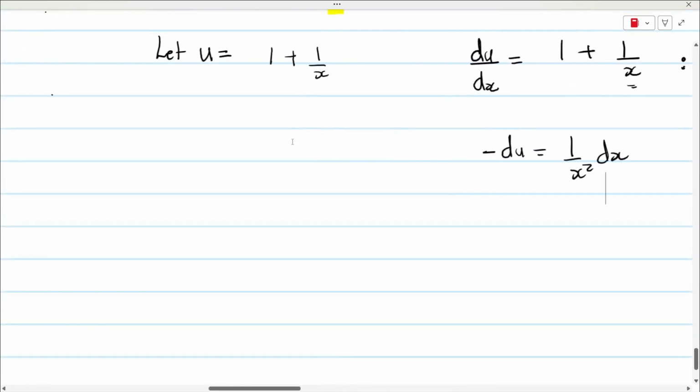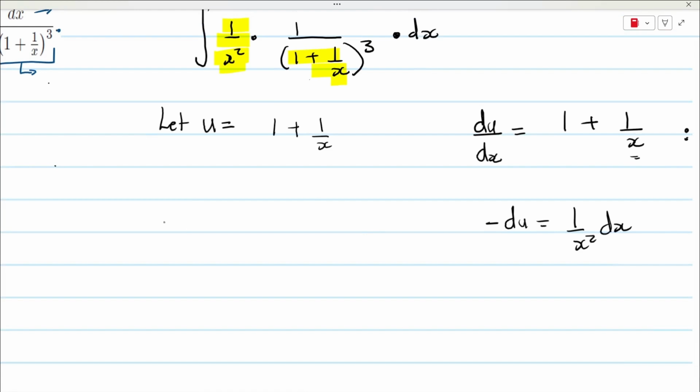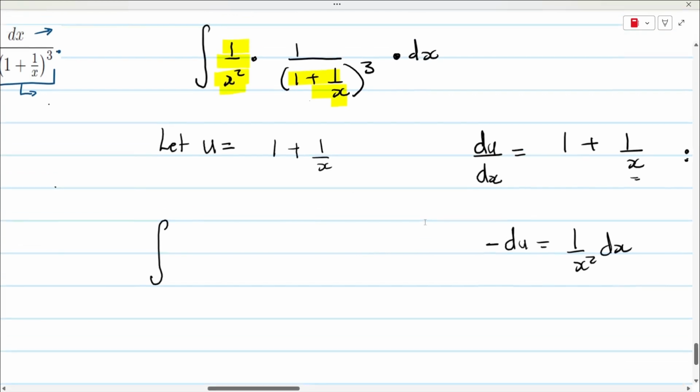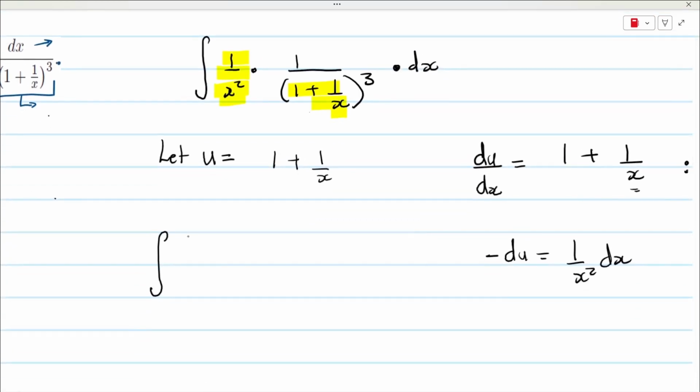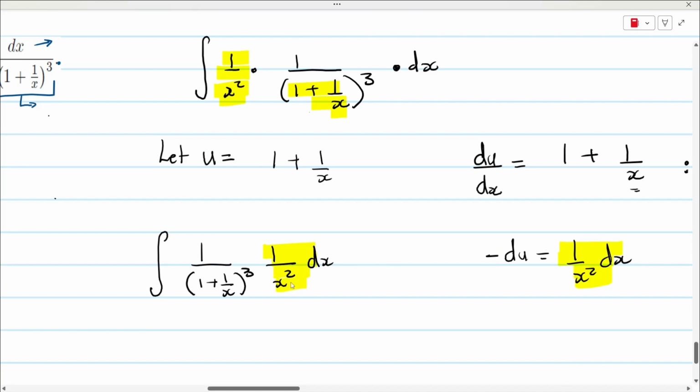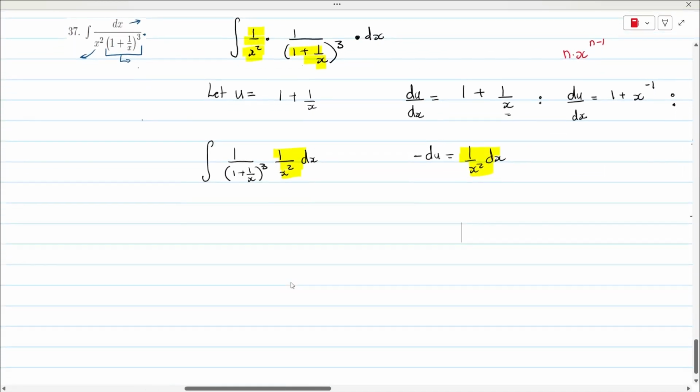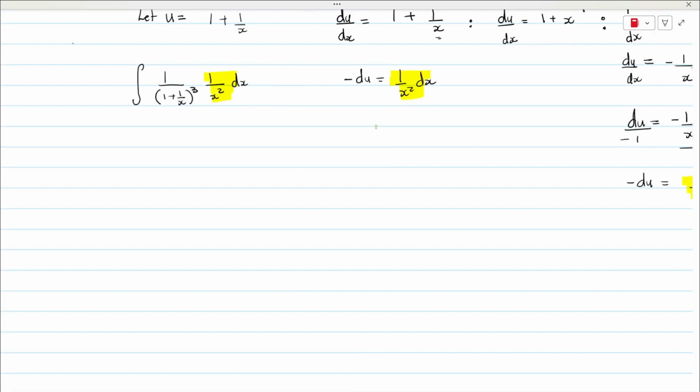So this is negative du is equal to 1 all over x squared dx, so that it's closer and easier to work with. Okay, so here I rewrite my integral as integrating, because now, as you can see, I can still put this as 1 all over 1 plus 1 all over x exponent 3 multiplied by 1 all over x squared dx. Like I said, this portion is now the same. 1 all over x squared dx is equal to negative du. So now it means I can apply u substitution into my equation because now it's in a simpler form.